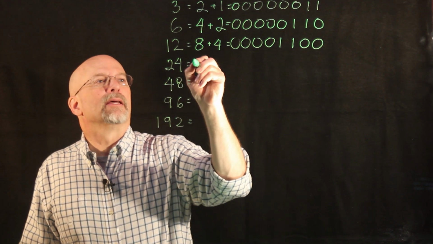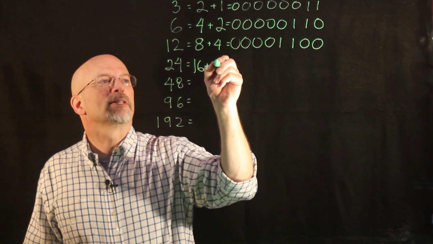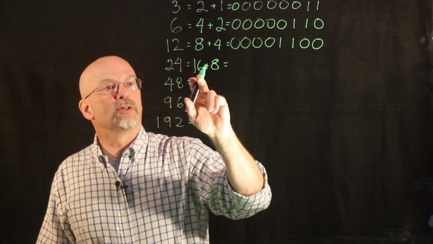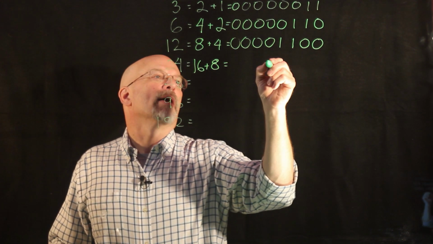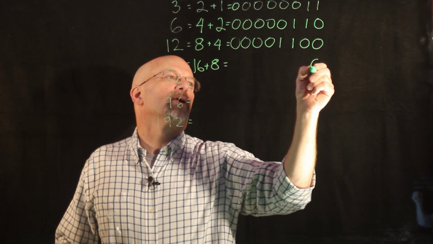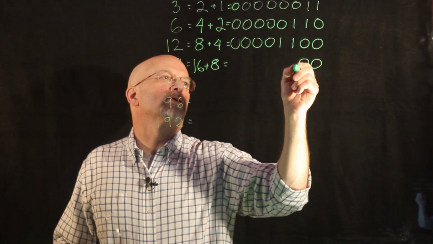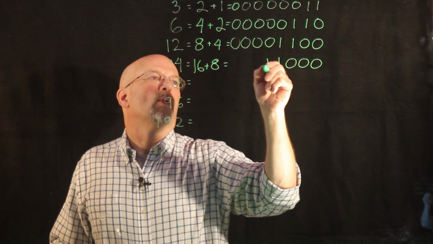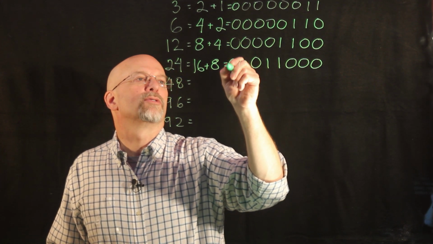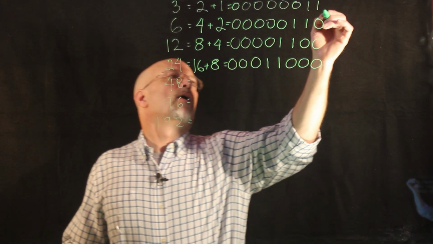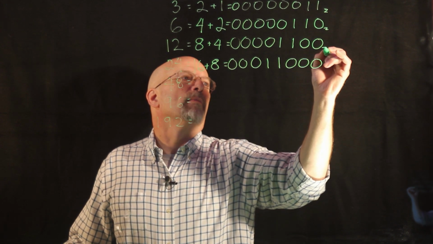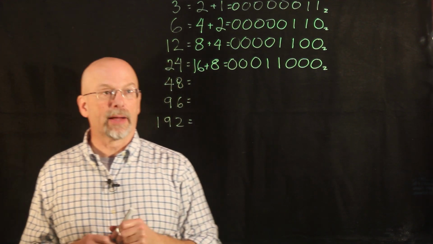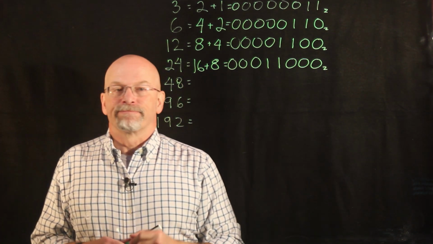24 is 16 plus 8, also 2 powers of 2. So we have 2 to the 4th and 2 to the 3rd. That means there is a 0 in the 2 to the 0 position, a 0 in the 2 to the 1, a 0 in the 2 squared, but a 1 in 2 cubed, a 1 in the 2 to the 4th, and then zeros everywhere else. These are all binary values, so we'll put a little base 2 after that to identify it properly.